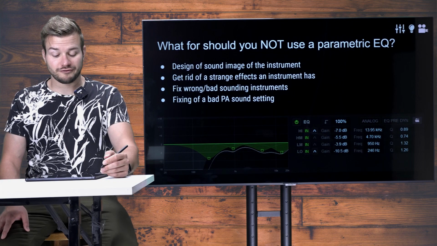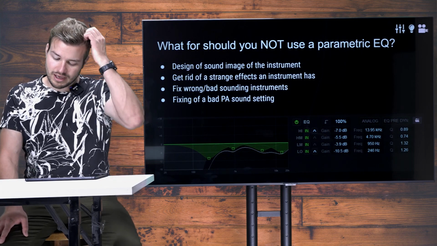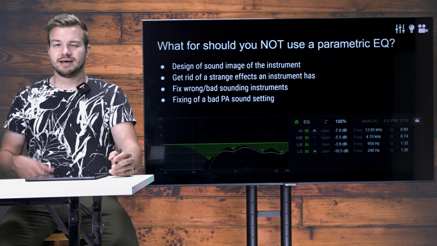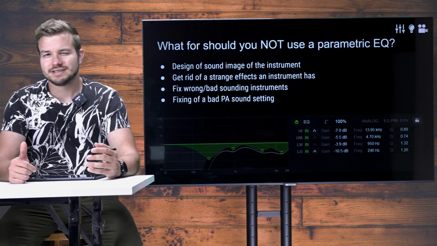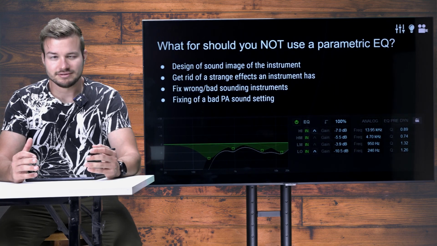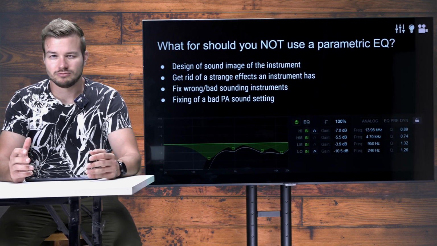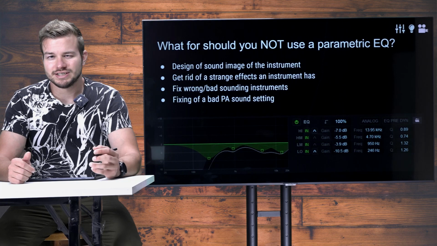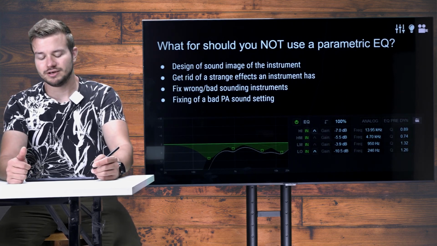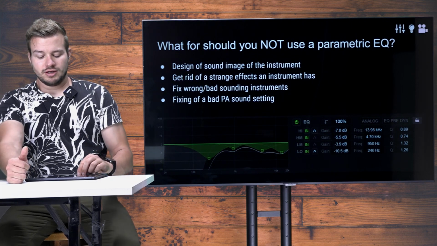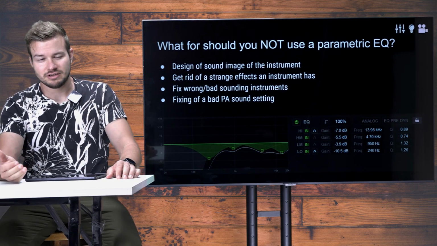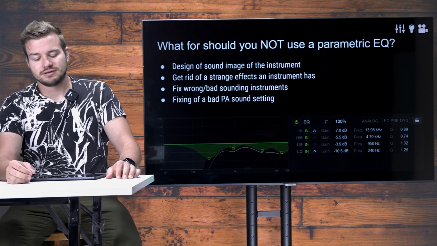I picked 4 things here. Number 1, design sound image of the instrument. This is a very important one. Our goal is that the instrument sounds as natural as possible always. So we don't want to change the sound of the instrument. That's never our goal with an EQ. So when you do hard changes on the EQ, the instrument will sound different. And that's definitely not the goal.